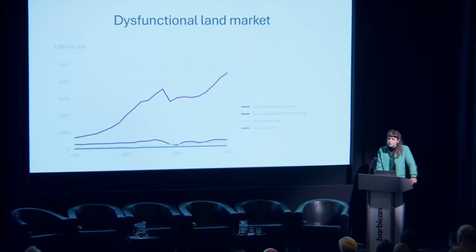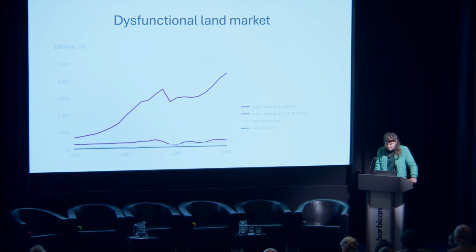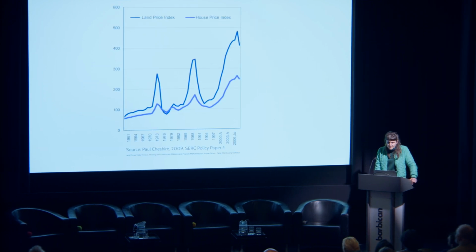And before I talk about the dysfunctional land market, I just want to note the whopping scale of land price inflation we've seen. These were ONS figures that came out finally for the first time in 2017, showing the value of residential land increasing by over 550%, a massive increase. And that shows the correlation between land prices and house prices, which shouldn't be surprising.